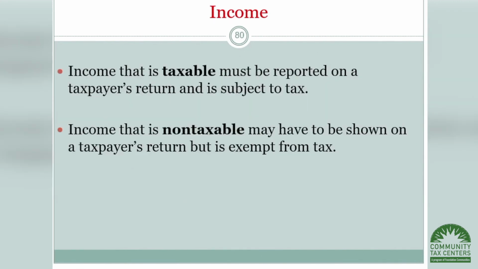So there's two different types. There's taxable and then there's non-taxable income. Income that is taxable must be reported on the taxpayer's return and is subject to tax. Income that is not taxable may have to be shown on the taxpayer's return but is exempt from tax. Can anybody think of an example of a taxable income? Does anybody know what a taxable income is? Paychecks, wages. Yep, paychecks, wages, a regular standard job.